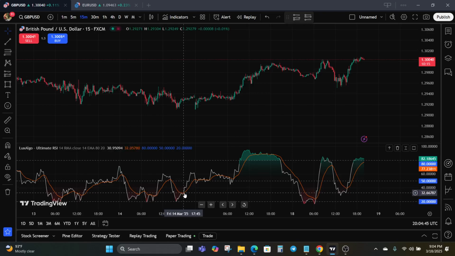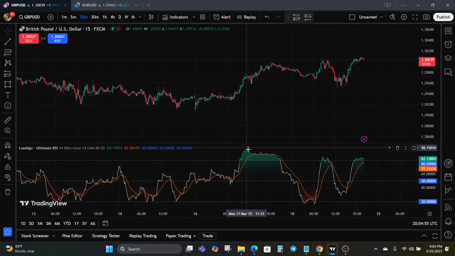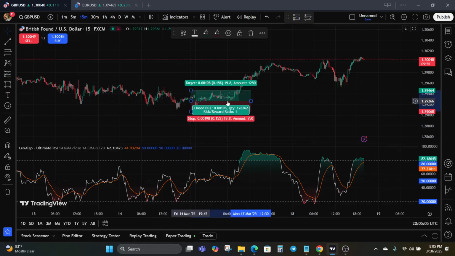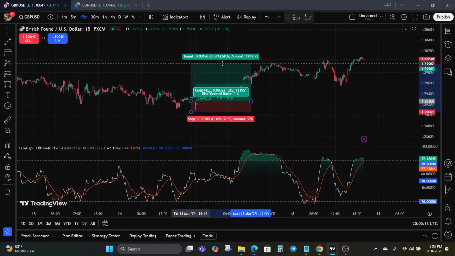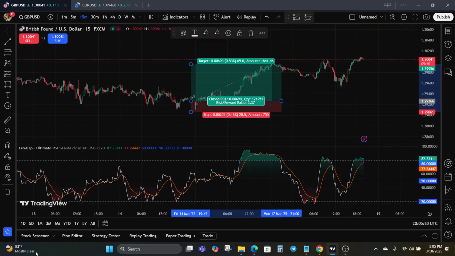You can see that the white line crossed above the red line, and then for a while it was consolidating, and finally it went up and entered into the overbought territory. But you could have still possibly remained in your buy trade, with the stop loss below the previous swing low, until we had the white line cross below the red line.